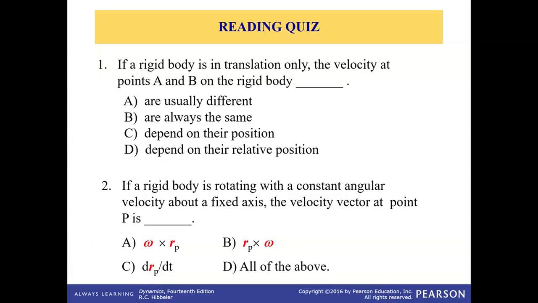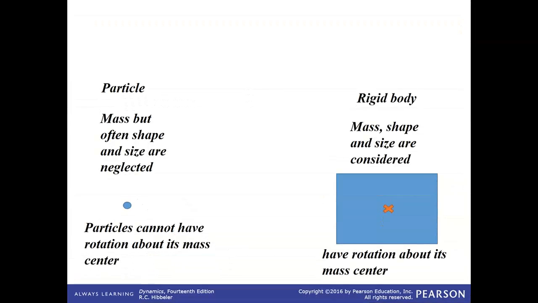We'll come back to this quiz later. So a particle has mass, but we neglect the shape and size of the particle. On the other hand, a rigid body has mass, shape, and size. Particles cannot have rotation about their own mass center because they do not have shape and size. On the other hand, rigid bodies can have rotation about their mass center, and we need to consider that in our calculation for the design.